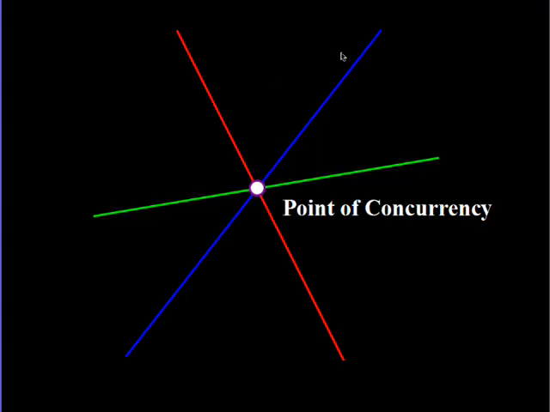Alright, now here's a good illustration of the point of concurrency. The blue line, the green line, the red line, they all meet at this central point right here, the point of concurrency.